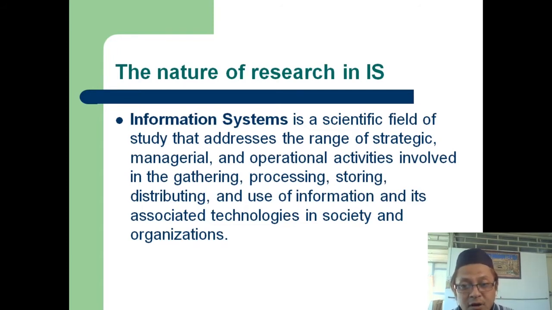However, in the context of this course, I have chosen this definition. But in my next slide, I will tell you the different views on defining information system. So, the information system definition that I've chosen in this slide is defined as below. It's a scientific field of study that addresses the range of strategic, managerial, operational activities involved in gathering, processing, storing, distributing and use of information and its associated technologies in society and organization. So technologies here normally refer to ICT, a combination of hardware as well as software.